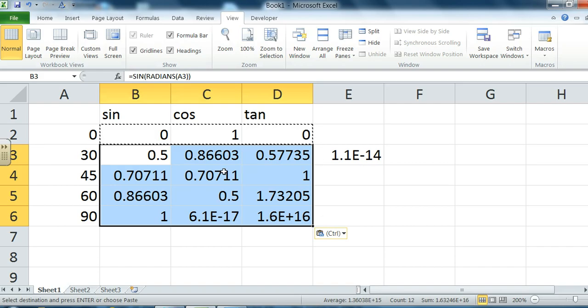And this looks like the square root of 2 over 2 to me, and that looks like half, and this looks like 0, and this looks close to infinity. And this is the square root of 3 over 2. I recognize that. Okay, so when I'm dealing with the trig functions, I have to use radians. Okay, so we got that?